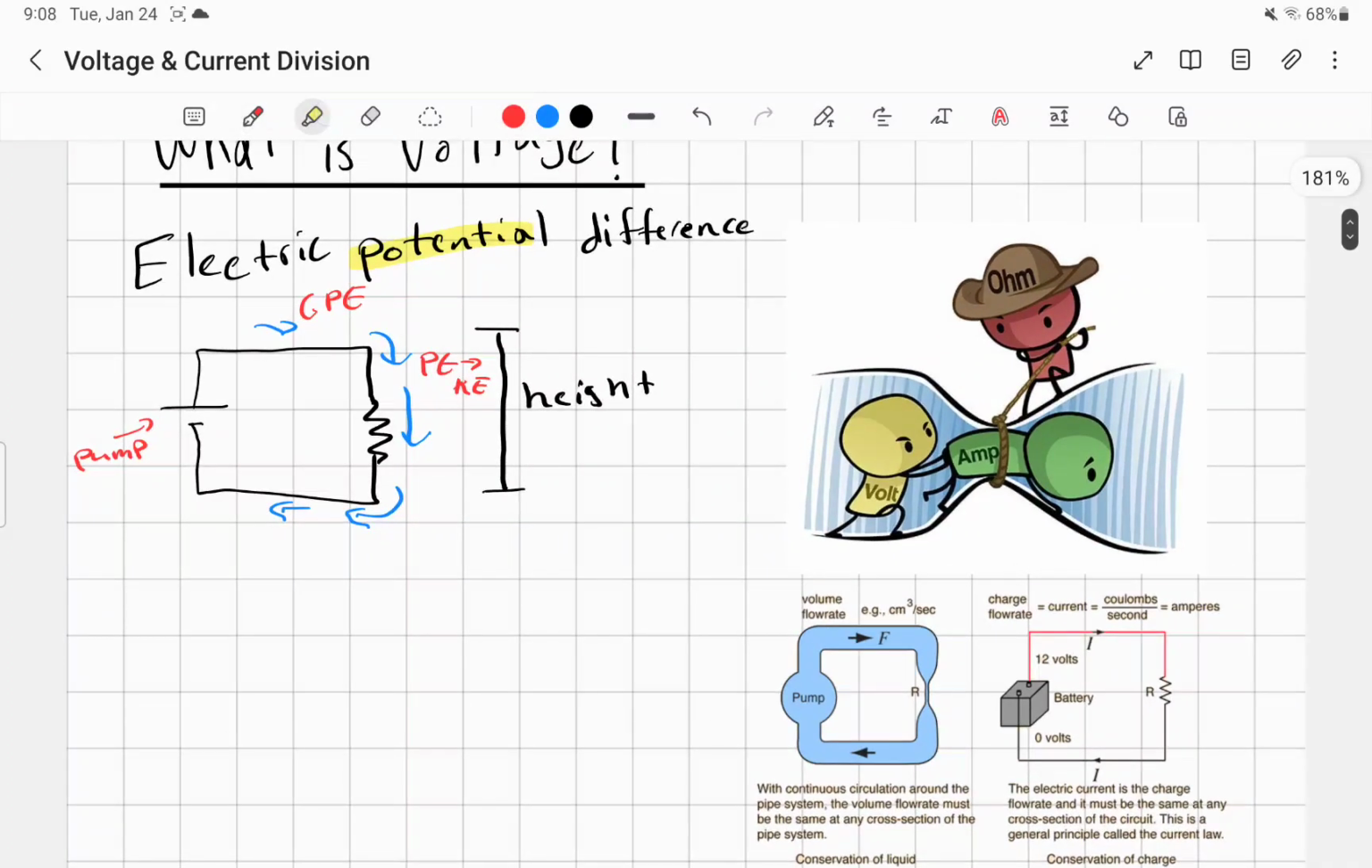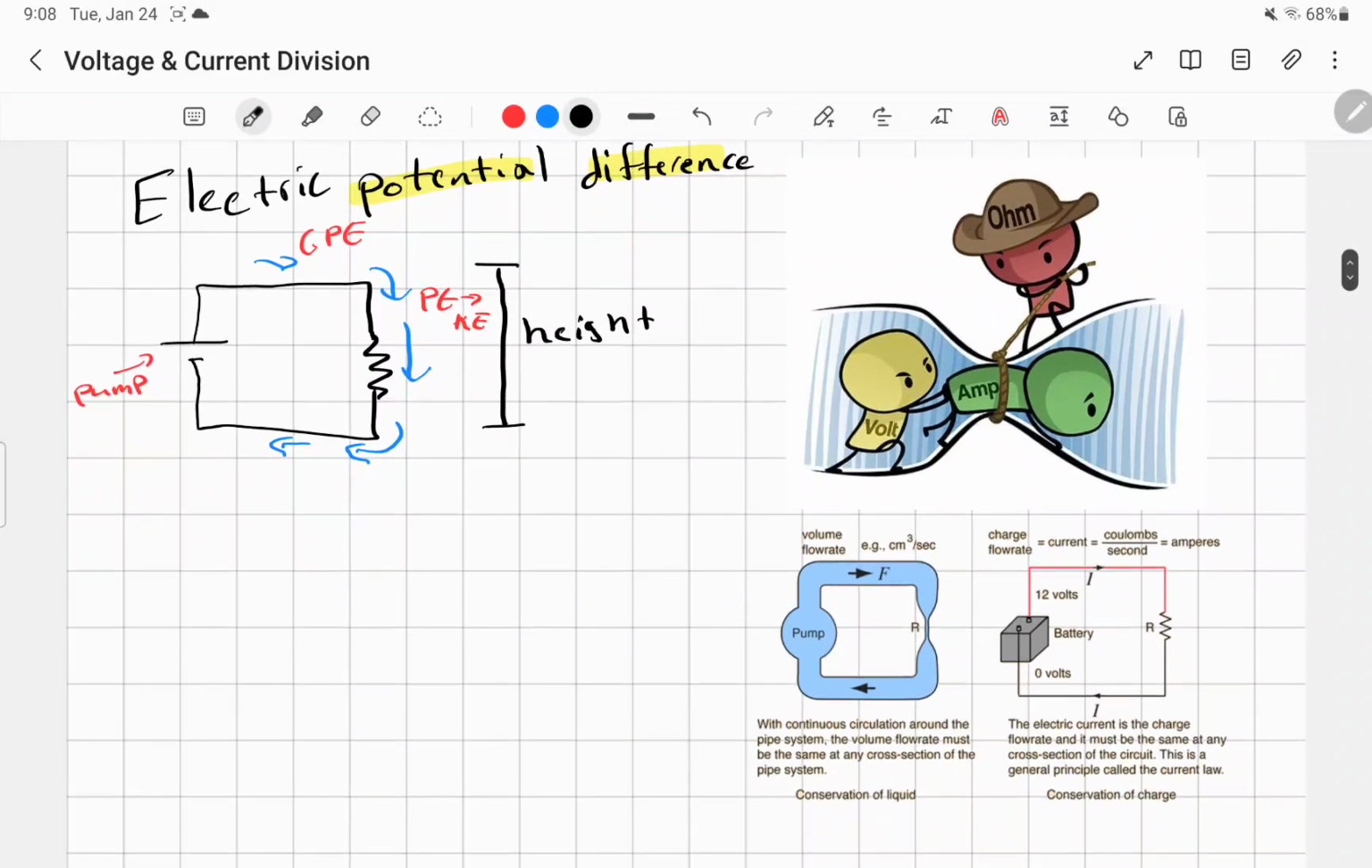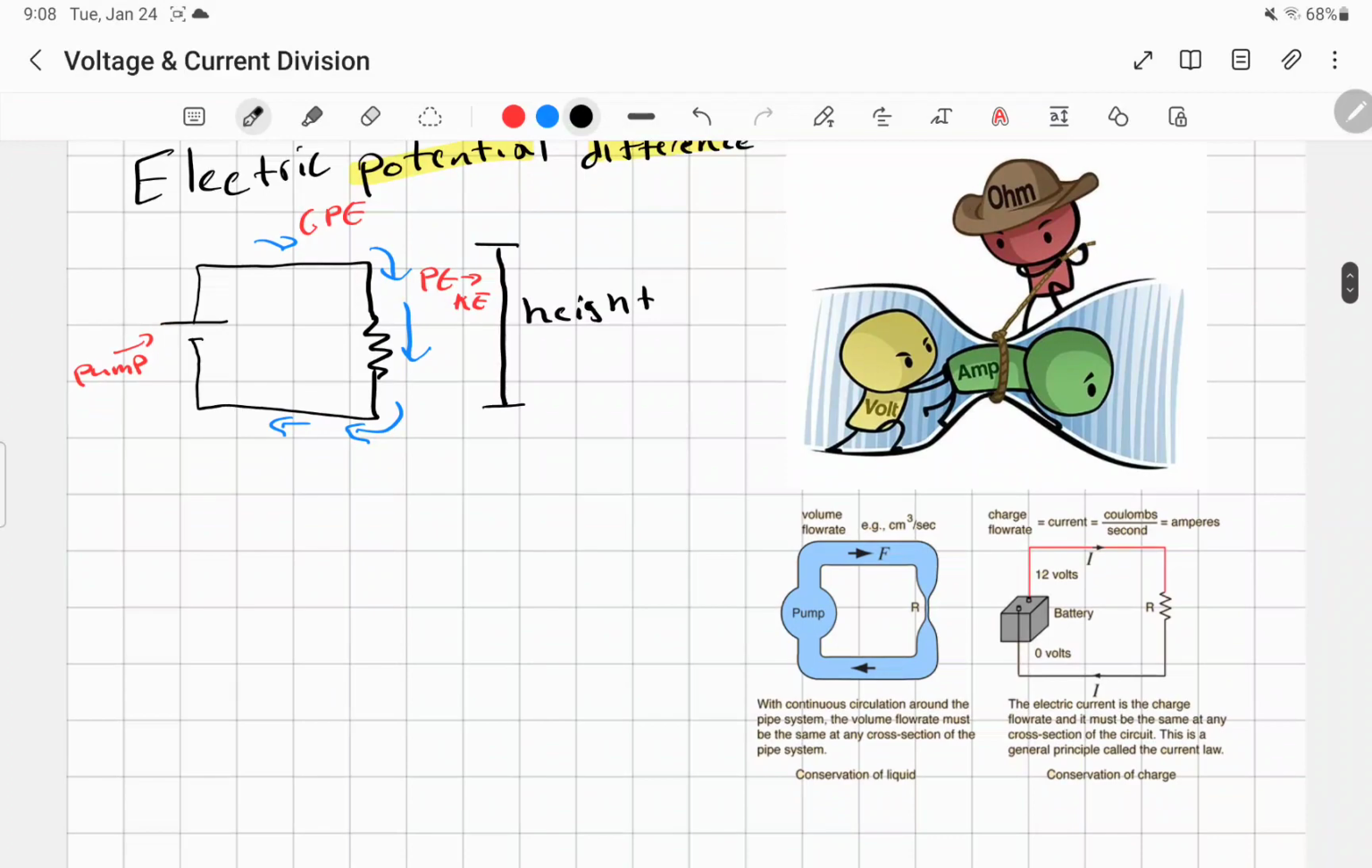So what do we mean by difference? Difference between what and what? You guys may remember from high school physics, there's no such thing as an absolute value for energy. We can only define energy in terms of energy differences, okay?